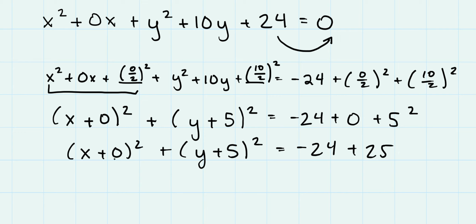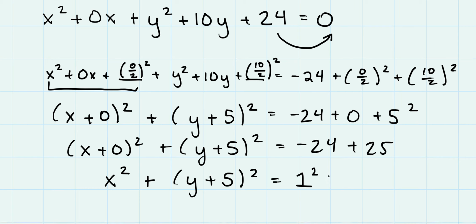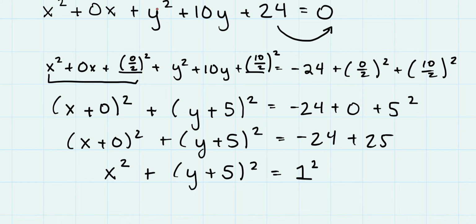Okay, x plus 0 is the same thing as x, so we can just say this is x squared plus y plus 5 squared is equal to 1. And 1 squared is 1, so I can put a square here. And now we have it in standard form.